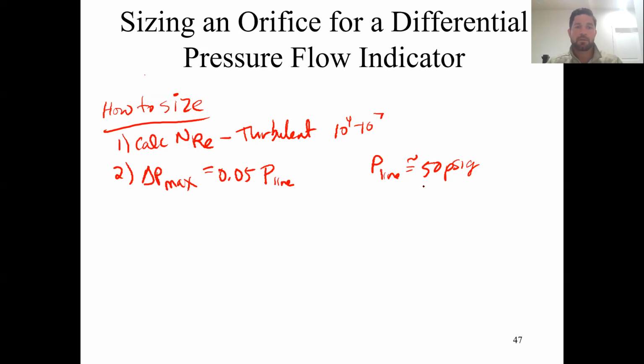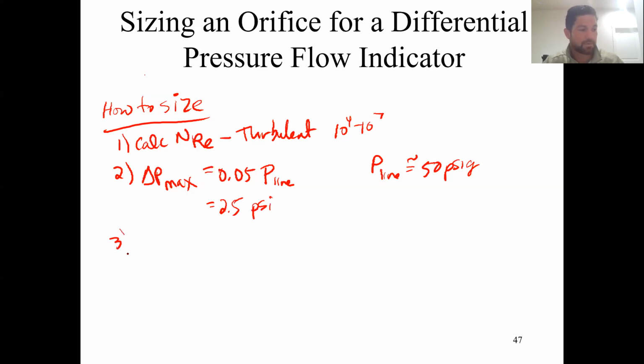Okay, so what this means is that we're told that we want the pressure drop through the orifice plate to be no more than, so it must be less than, 5% of the line pressure. And so 5% of 50 is, what would that be? 2.5. So this would be 2.5 psi.